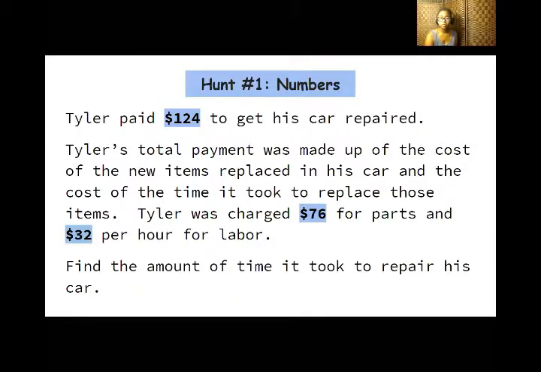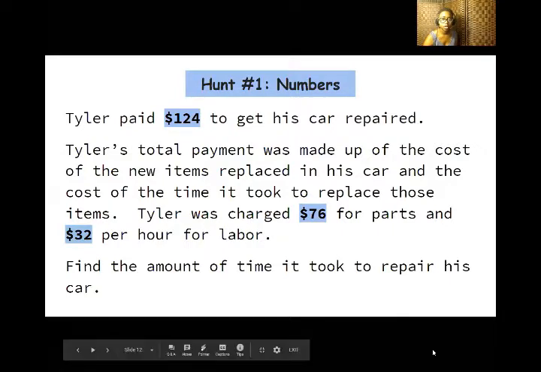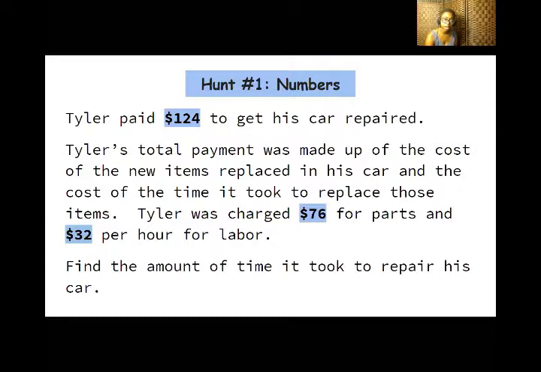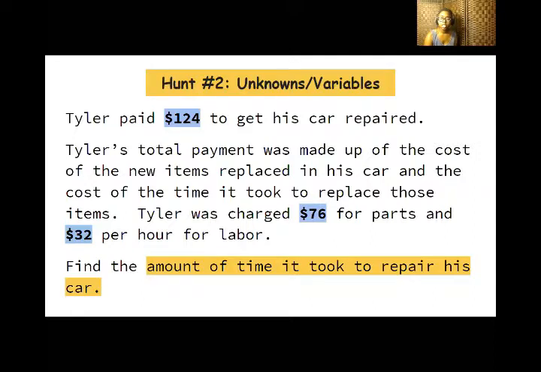All right, so what we're on a hunt for now is numbers. And as you can see, all the numbers that were presented to us in the problem are highlighted. $124, which is the total amount paid, $76 paid for parts, and $32 paid per hour for labor. Next are unknowns. Basically the unknown is what we're trying to find out. And we're trying to find the amount of time it took to repair his car, okay? So time is really the unknown part of this question. That's why that is highlighted in yellow.